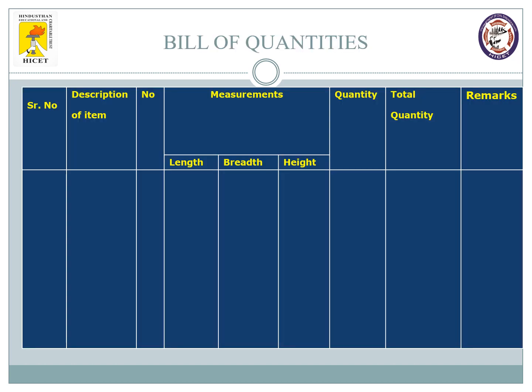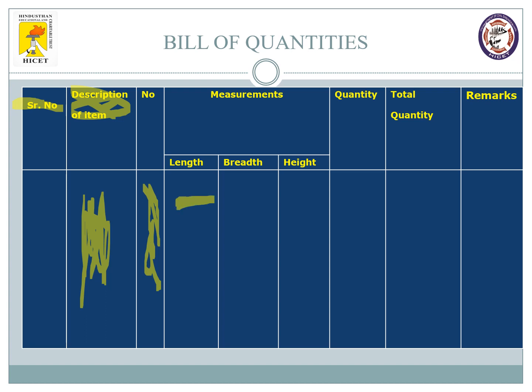This is your bill of quantities, and you have your serial number here, then the item description, like earthwork, plastering, painting, brickwork, RCC or PCC. Then the numbers: if you have a number of walls, one wall of brickwork, two walls, you write your numbers here. You write your length, breadth and height, for example the length, breadth and height of my wall. If I multiply these three, I get the quantity in cubic meters.